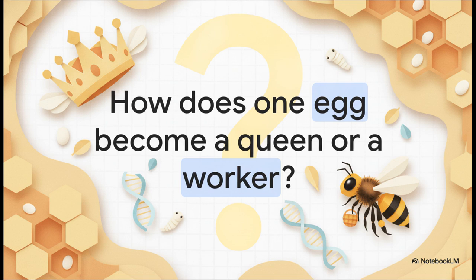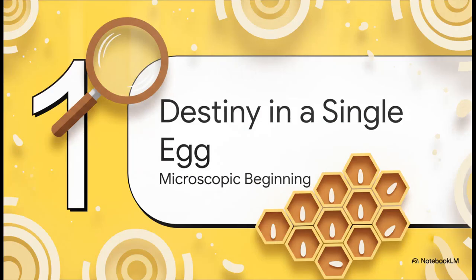How is it that two seemingly identical eggs can have drastically different outcomes based on just a couple of hidden variables? I mean, how does one become a sterile worker and another a fertile queen? It's a stunning mix of genetics and diet. Let's hit Section 1, Destiny in a Single Egg, the microscopic beginning.